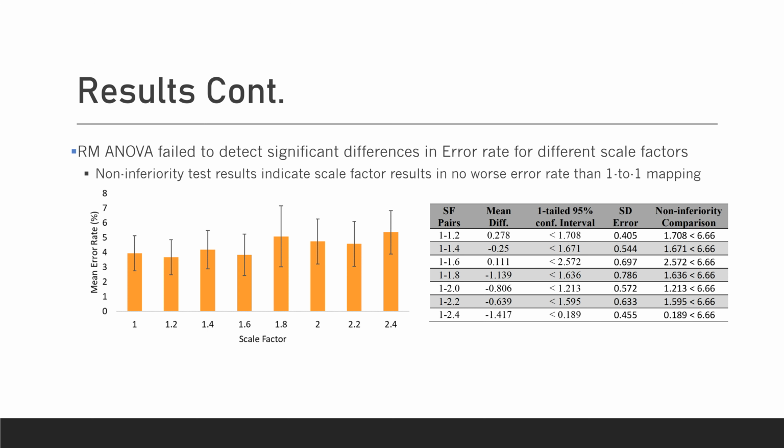Our analysis failed to find significant differences in case of error rate. As you can see, non-inferiority testing indicates that no condition is worse than one-to-one mapping. Thus, our hypothesis was also proven to be true for error rate.